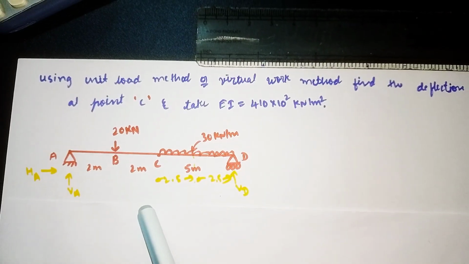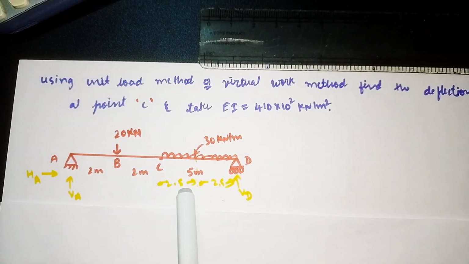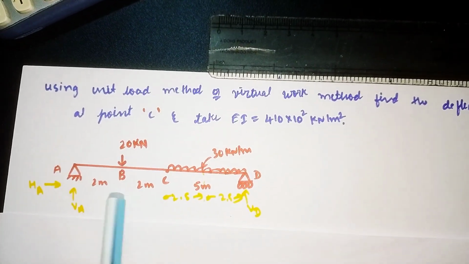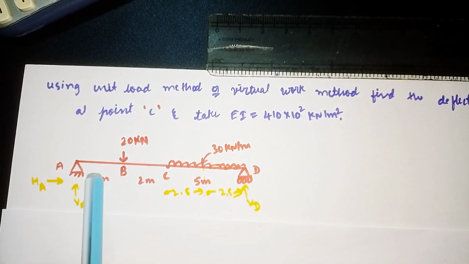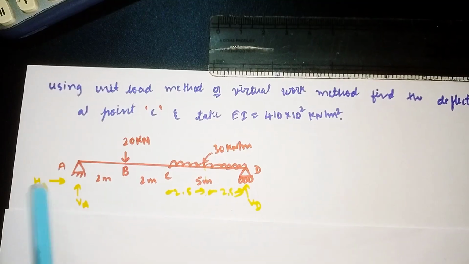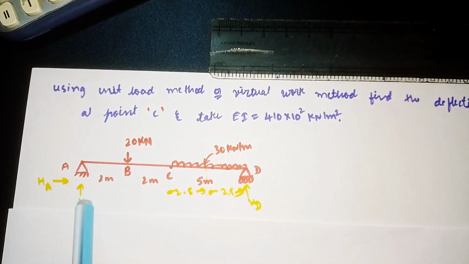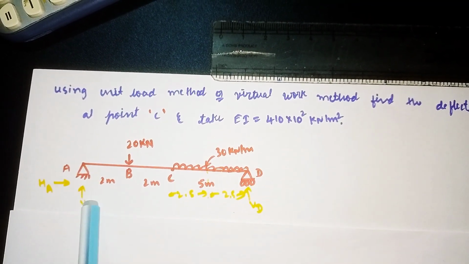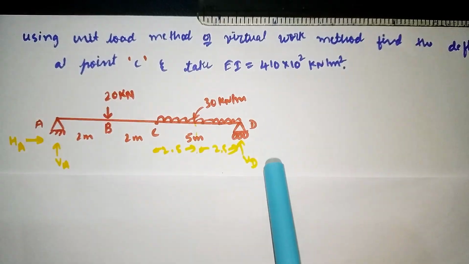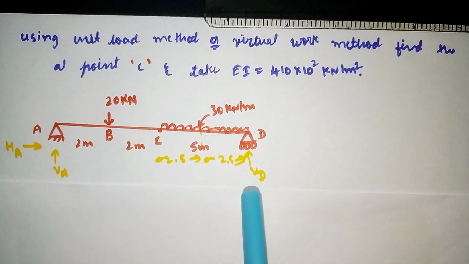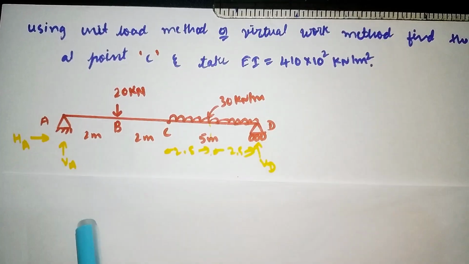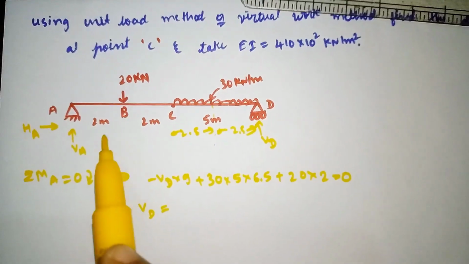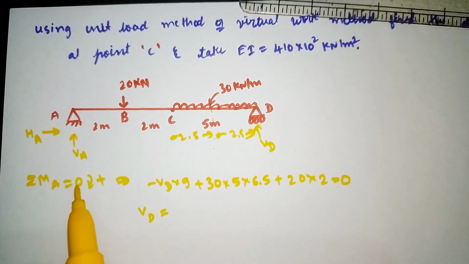So the first thing we have to do is find the support reactions of this beam. At point A it is a hinge support. The possible reactions are one horizontal and one vertical reaction, and at the roller support there is only one reaction, that is VD. So now we need to find the support reactions. For that, summation of moment about A is equal to 0.